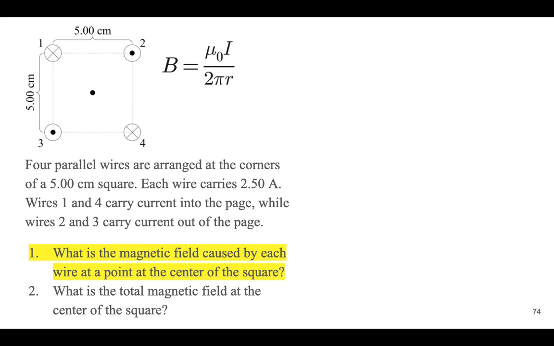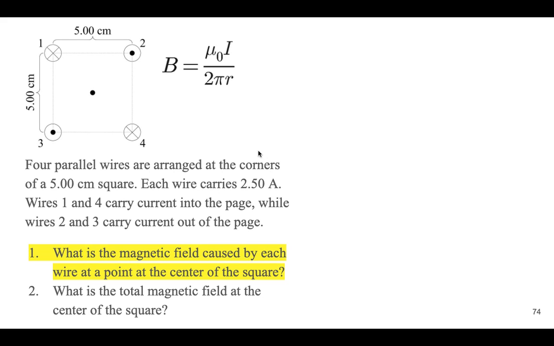So now it's going to get a little trickier. We've got 4 parallel wires arranged at the corners of a 5 centimeter square. Each wire is carrying 2.5 amps. Wires 1 and 4 are carrying current into the page. So notice you can draw currents this way too. I'm looking at the tail feathers. This means the current here is going directly away from me. It's going into the page. Wires 2 and 3 are carrying current out of the page.